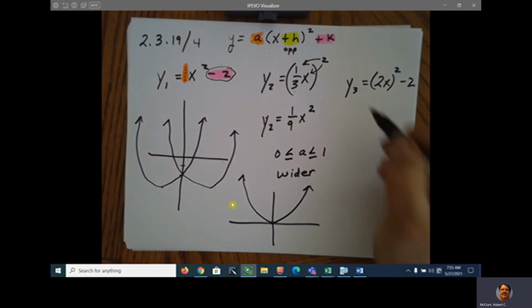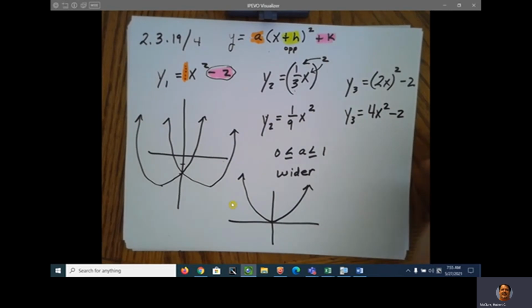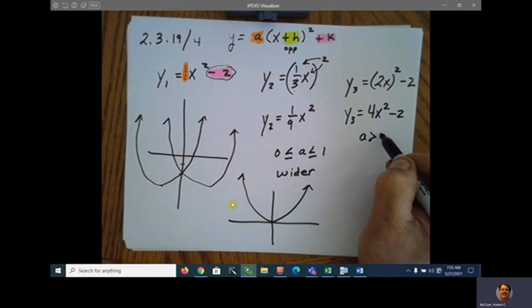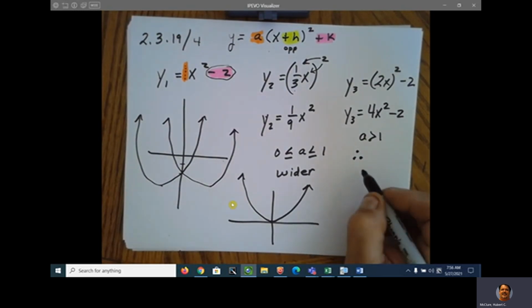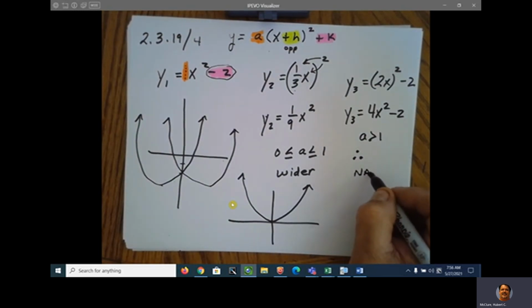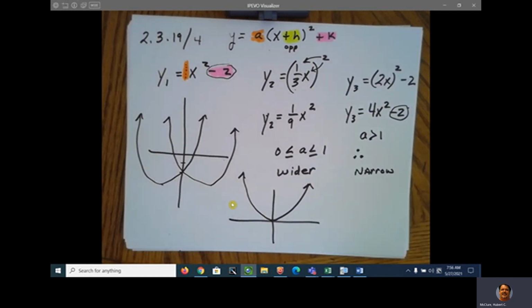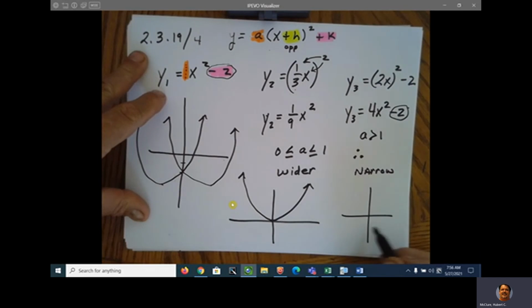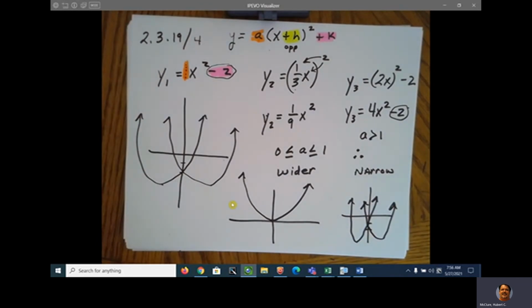This one, y sub 3 is equal to 4x squared minus 2, and a is greater than 1. So therefore, as I said in the videos, you have a narrow parabola. And it has a y-intercept of -2. So it looks like this, a little bit narrower, or like this, narrower, because it has the y-intercept.